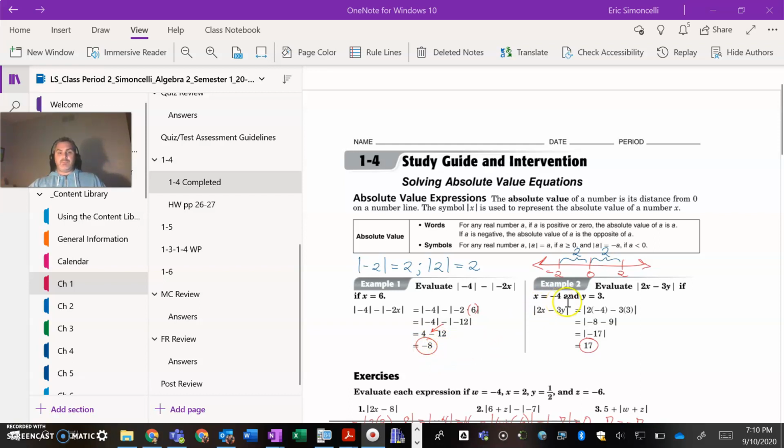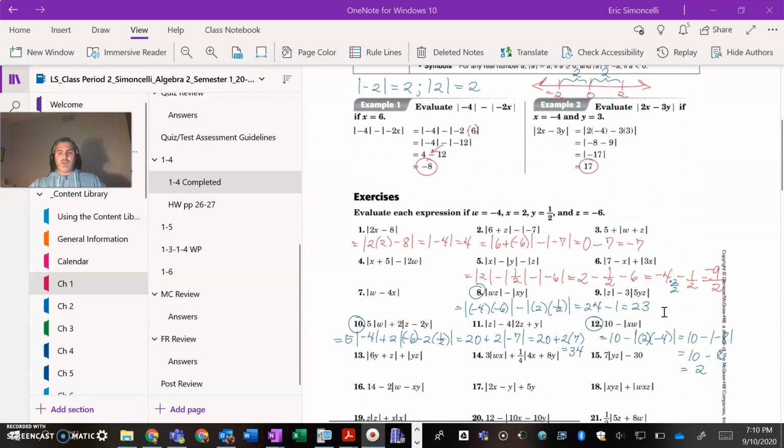Example 2. Evaluate the absolute value of 2x minus 3y if x equals -4 and y equals 3. So from here, what we're going to go ahead and do is substitute again, knowing that we have x and y. So the absolute value of 2 times -4 minus 3 times 3. Of course, this is nice, -8. This is also nice, -9. That ends up being -17. And then, of course, the absolute value of that ends up being +17.